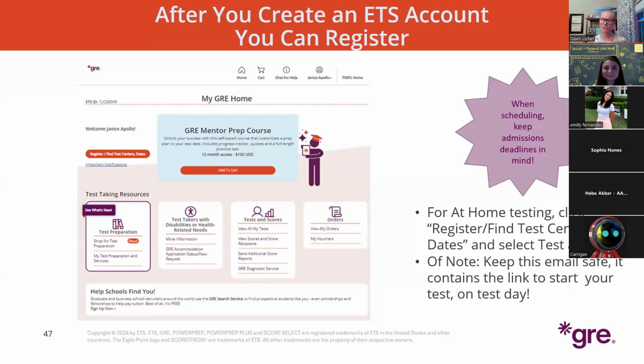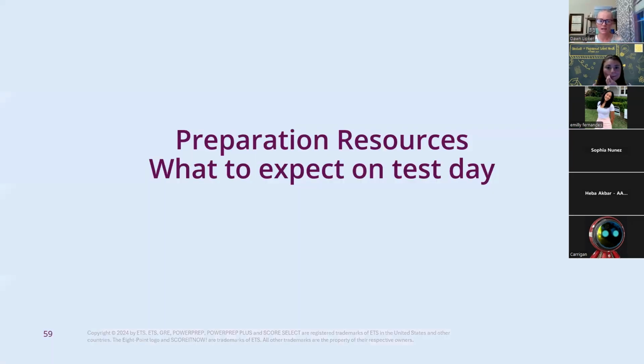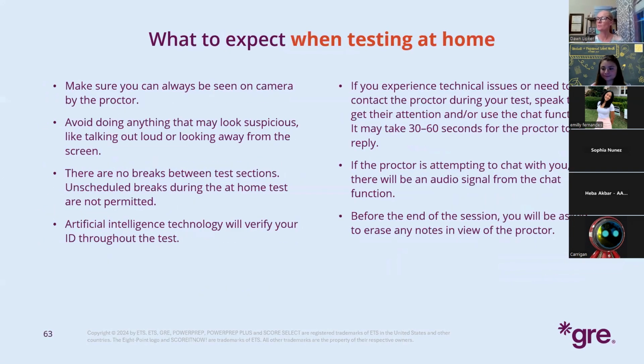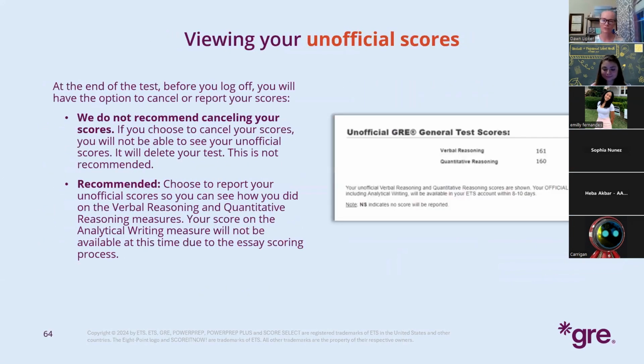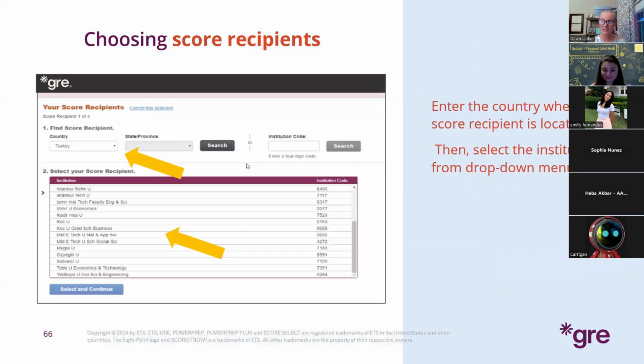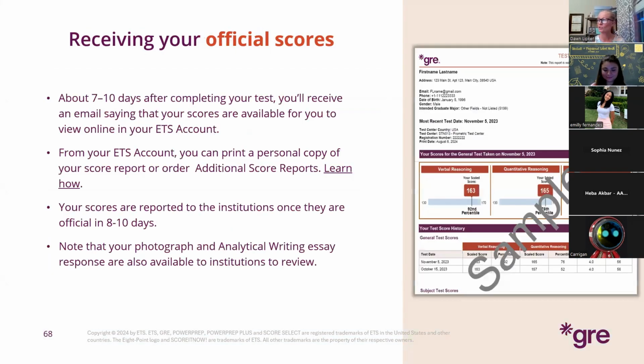Ooh, that's a good question. I did not go into that, but I will tell y'all, especially since y'all are hanging in here with me, there's a whole appendix at the end of this slide deck that talks about what to expect, what your unofficial scores look like, how to select schools to send your scores to, what your sample score report looks like. It's just we run out of time and I can't get through everything.